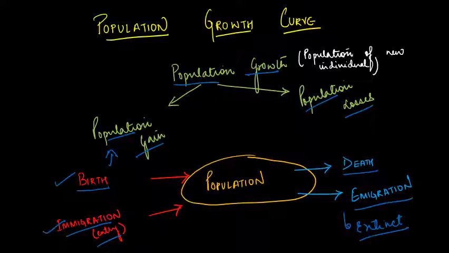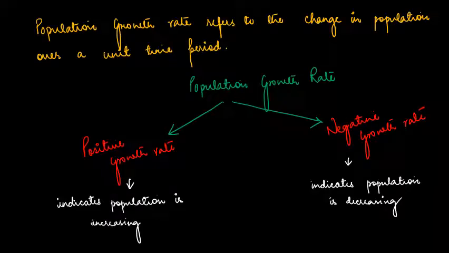So what we have learned from this slide is that population growth is basically the addition of new individuals in a population. Population growth can lead to population gain or population loss. Population gain happens when there are births and immigration, and population loss happens when there is an increase in deaths and emigration, right?